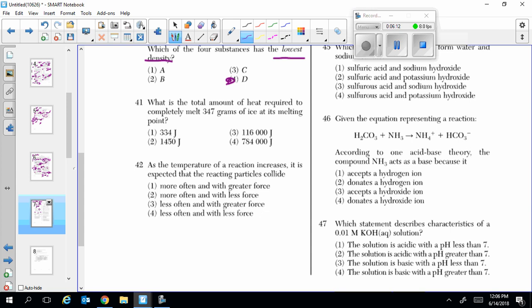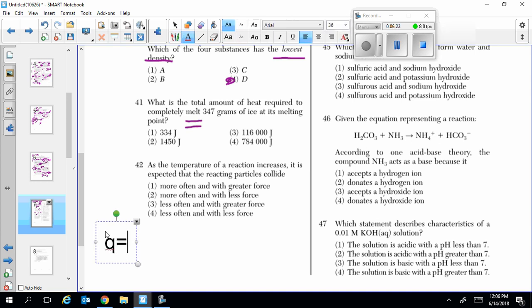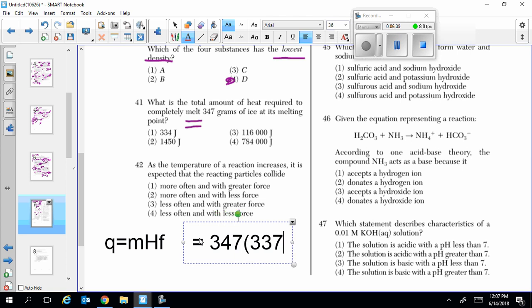What is the total amount of heat required to completely melt 347 grams of ice? I want to do my Q formula. So Q is equal to, if I'm melting, I want m times Hf. The heat of fusion is for melting. So now I want to do my math. That's going to equal 347 times 337. I get 337 from Table B on the front of your, oh, it's not 337, it's 334. All right, and then I grab my calculator.